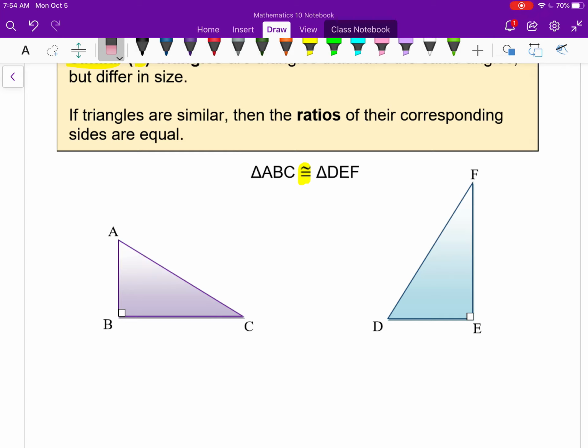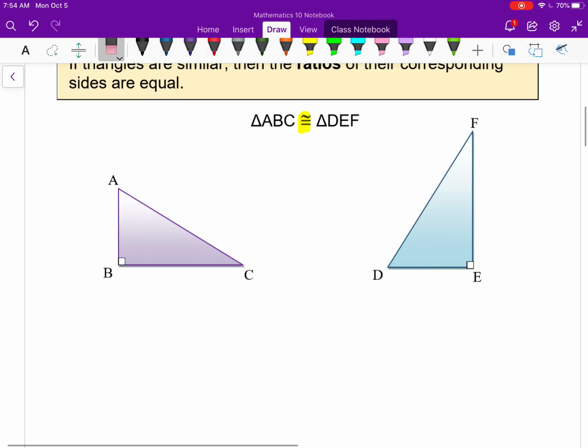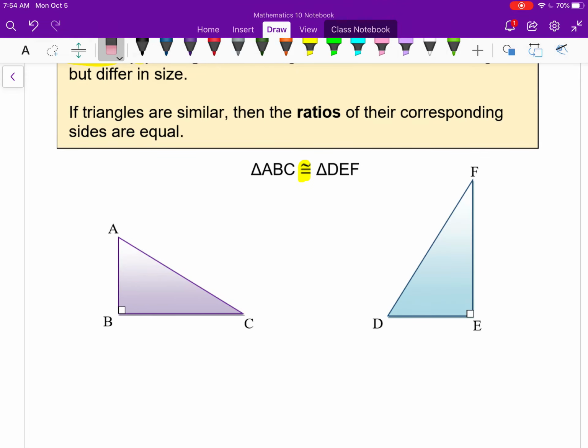Well, if you look at these 2 triangles, it looks to me like triangle DEF is a bit larger, but they have the same angles. They're the same shape, just one's a bit bigger than the other. So what I can say is that sides between these triangles correspond with one another. For example, this side from A to B, I'll just highlight the side in yellow. That side corresponds with this side here in triangle DEF.